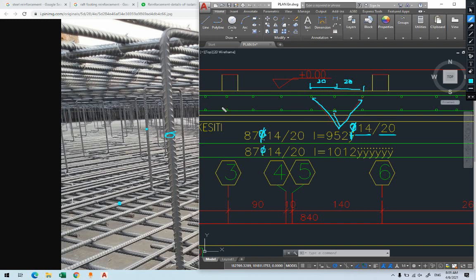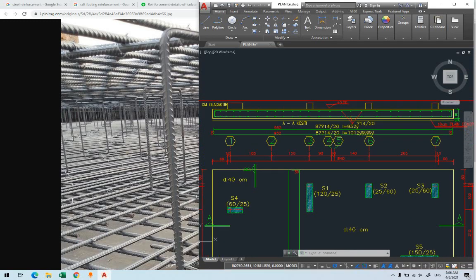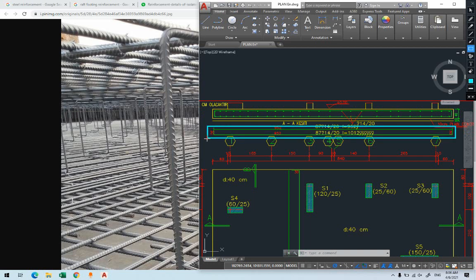Now how many of them do you have? They provided here 87 of them. Why is it repeated twice? You have the bottom bars and you have the top bars. That's why they provide the top and bottom as well. If you see the drawing here, two bars are drawn. This is the top one, and this is the bottom one.